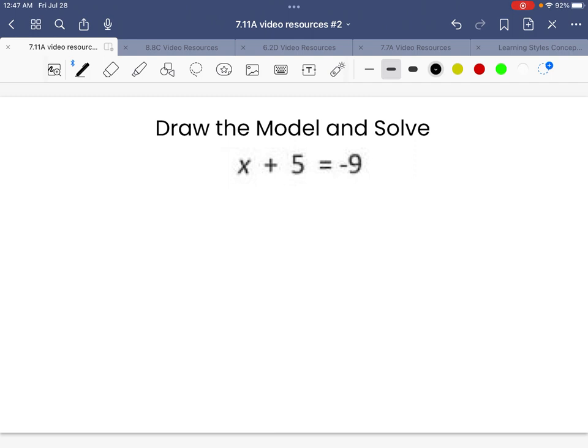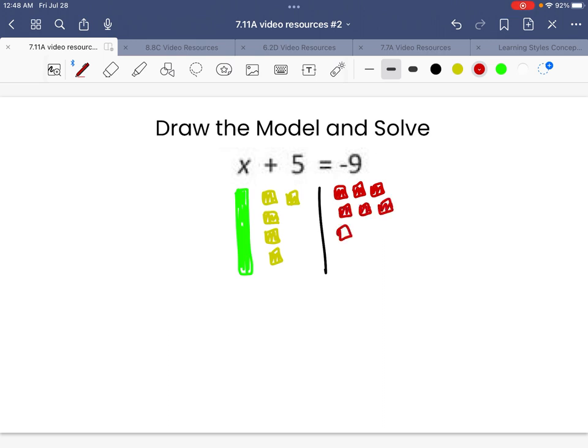So I'm going to draw a green tile to represent the 1 positive x. I see I have 5 positive units on the left-hand side, so I'll put 5 positives right there. And I see that all of that is equivalent to 9 negatives, which I can represent with 9 red units on the right-hand side.